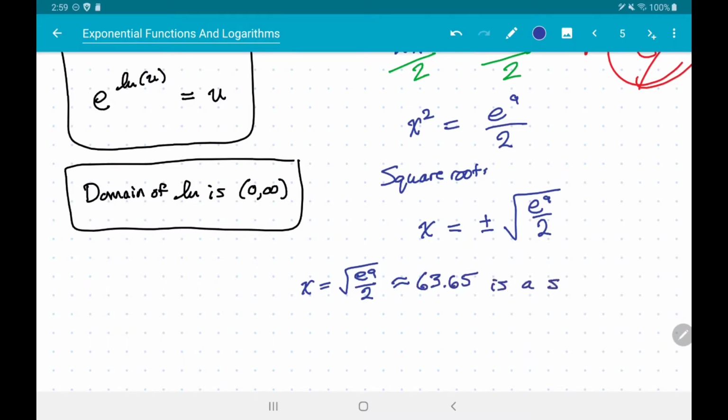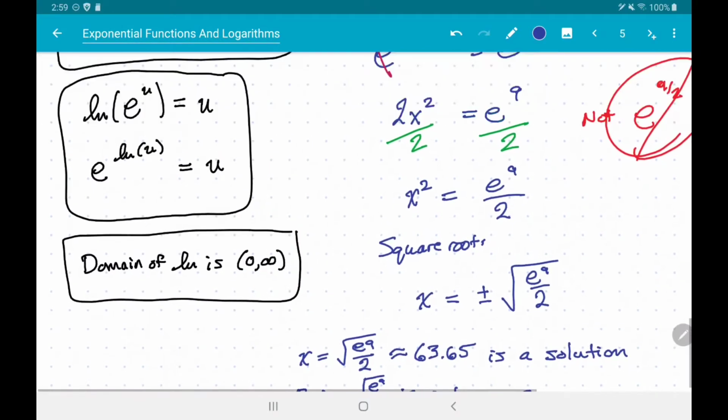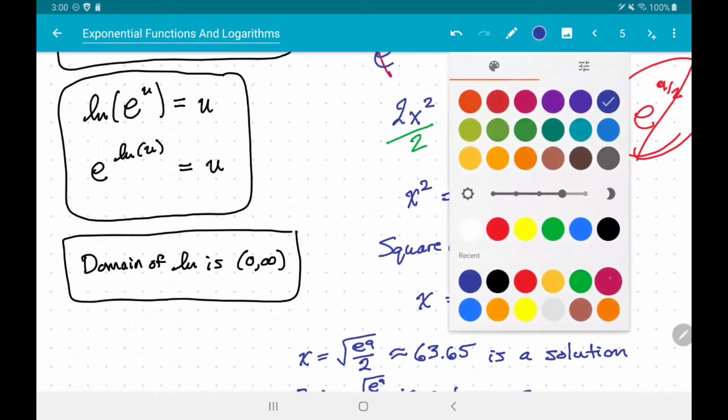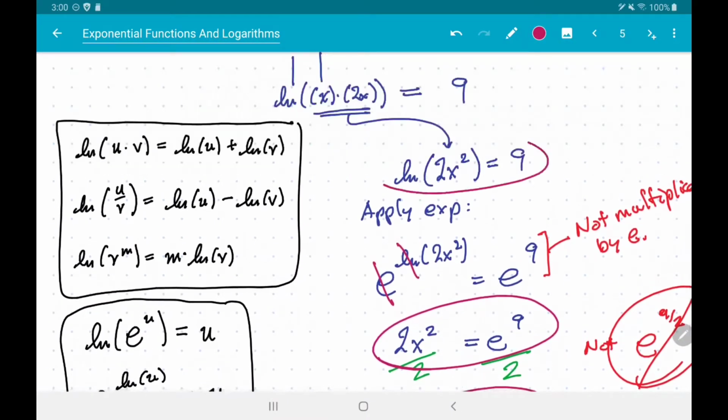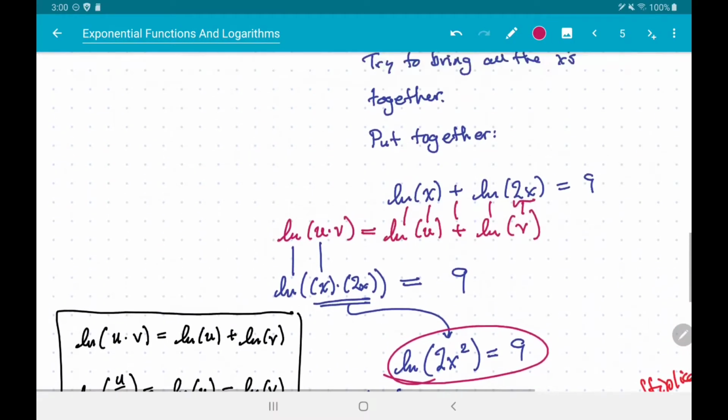is a solution. But negative square root of e to the 9th over 2 is something called extraneous. What that means is that it actually solves this equation, it solves this equation, it even solves this equation. However, it does not solve this equation, because if you try to plug it in, the first thing you'll do is take the logarithm of a negative number, and that can't be done with real numbers.